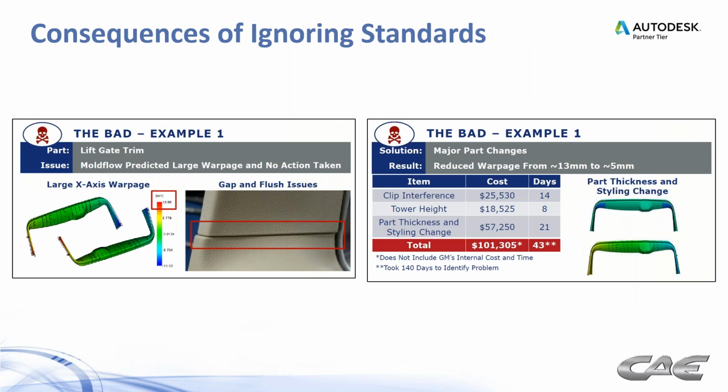But on the other hand, there are consequences of ignoring standards, and these are just a couple of examples. With this liftgate trim, Moldflow was predicting large warpage and no action was taken. And you see how this showed up in the gap and flush issues here. When these types of things happen, it costs a lot of money to fix them. So you see all the costs and the number of days that added up to trying to reduce the warpage in this part. So standards matter in terms of part quality, but also timing and money as well.